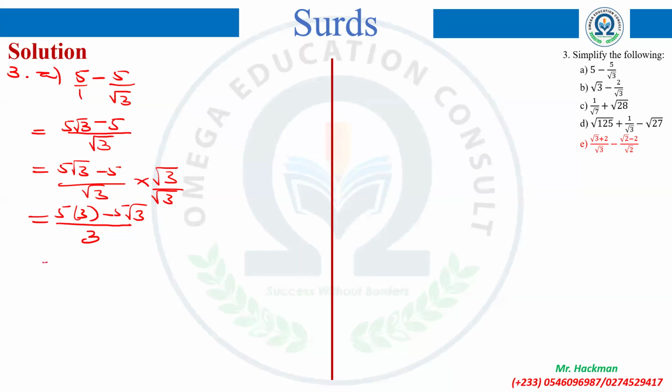Okay, so the next one, I'll write my denominator. Numerator will give you 5 times 3, which is 15, then minus 5 root of what? Root of 3. Here, you can see that in the numerator we can factor out 5. Can you see that?